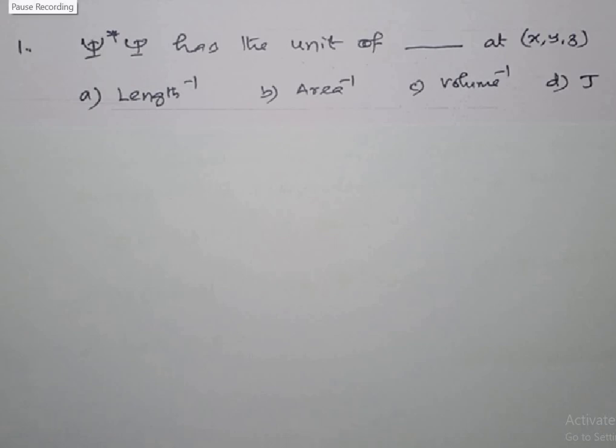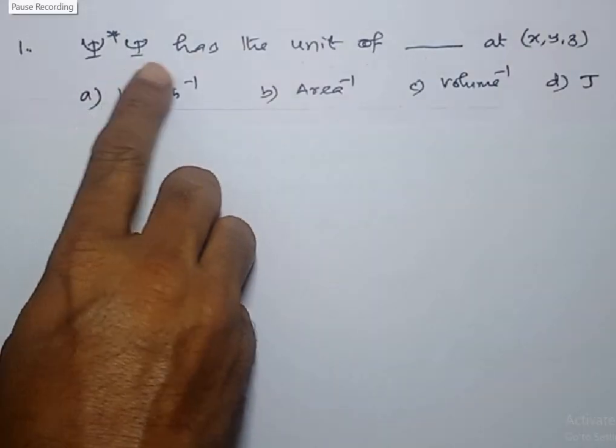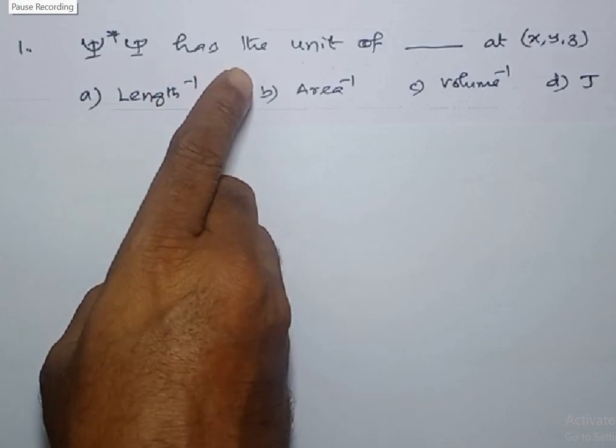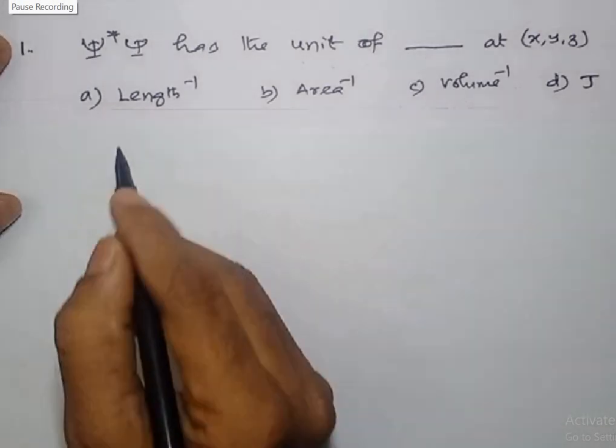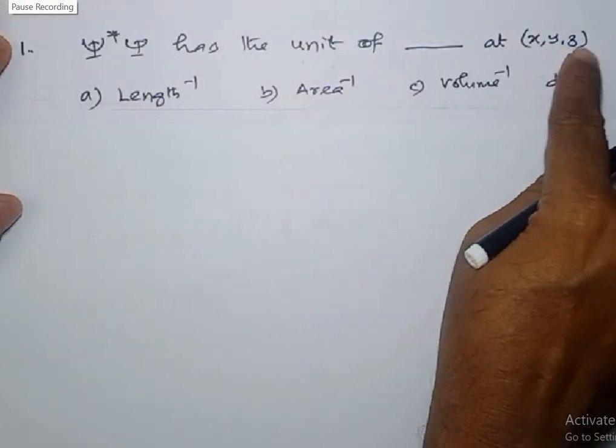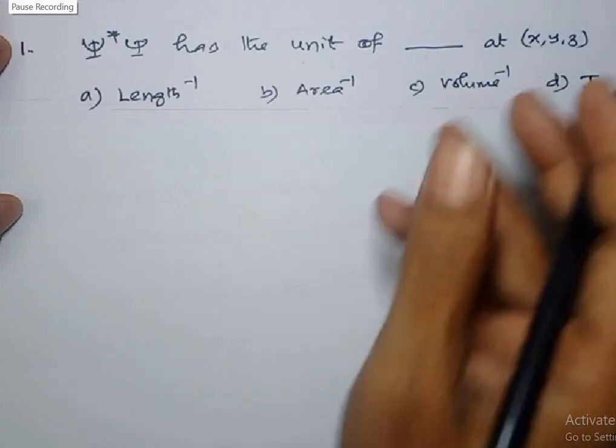This is question number 1. Psi star psi has the unit of dash at the point x comma y comma z. What is the unit of psi star psi at x comma y comma z? Listen, at x comma y comma z means it is three-dimensional space.